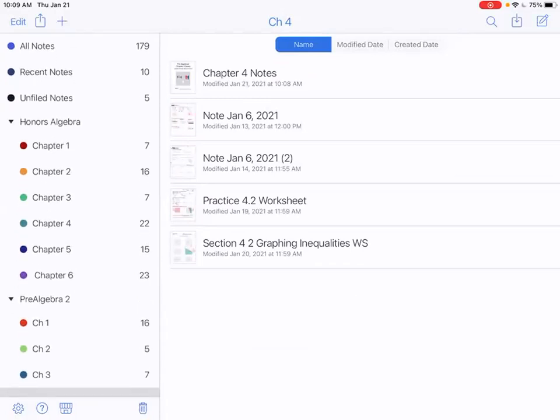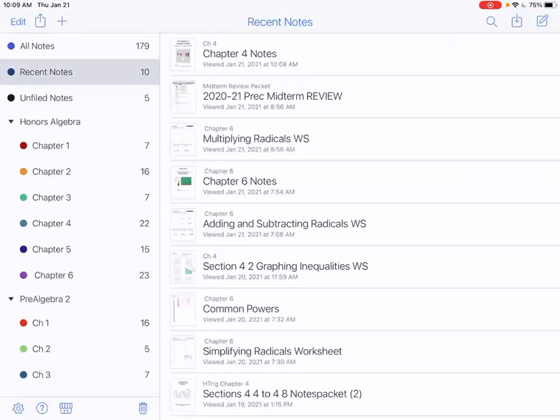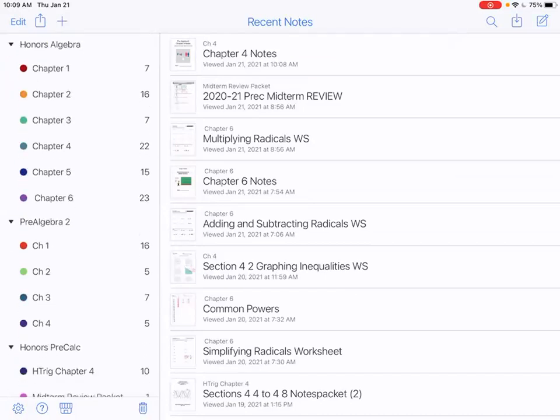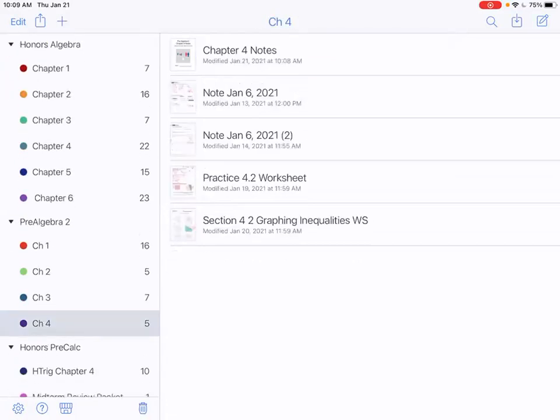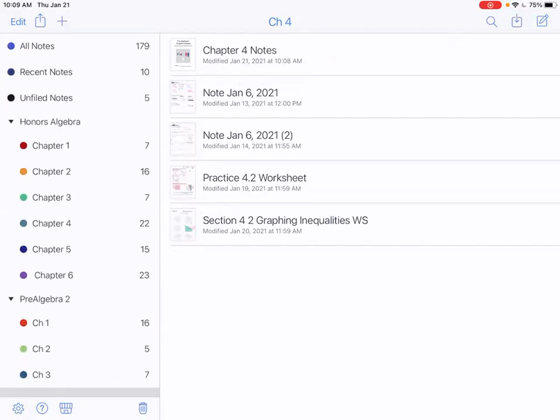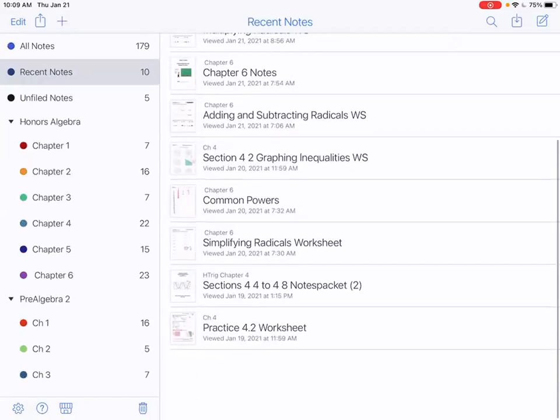I think you might have sent it. Where the heck did it go? I don't know. It should be under recents, right? I just think you sent it. It would be there.